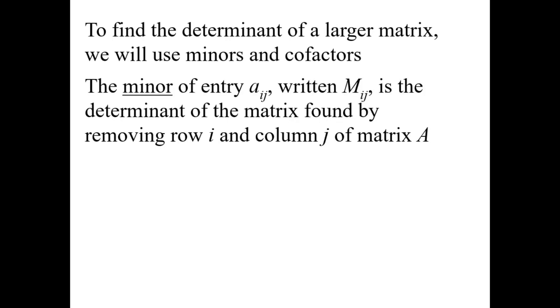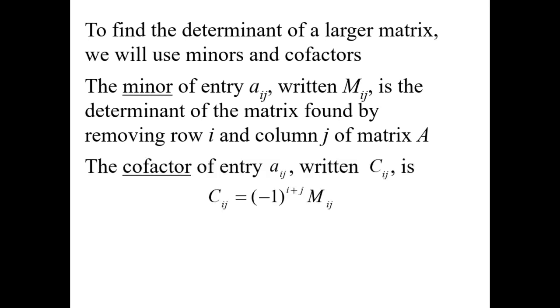The minor of entry Aij, which I'm going to write Mij, is the determinant of the matrix found by removing row i and removing column j of matrix A. I'm going to show you what I mean by this in just a minute. It sounds a little weird, but it's going to be fine. This is what we mean by minor. A minor is basically a smaller matrix that we find the determinant of.